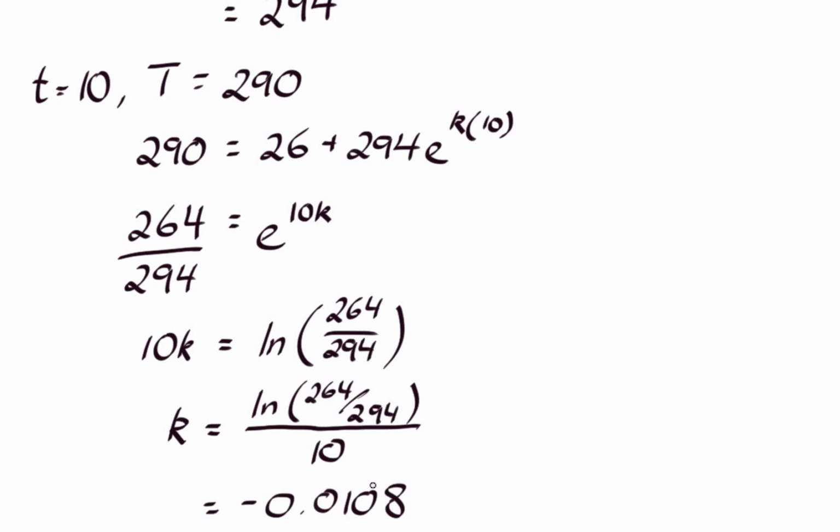So that means that we can finalize our solution to be T equal to 26 plus 294 times e to the power, and we actually have our k value.